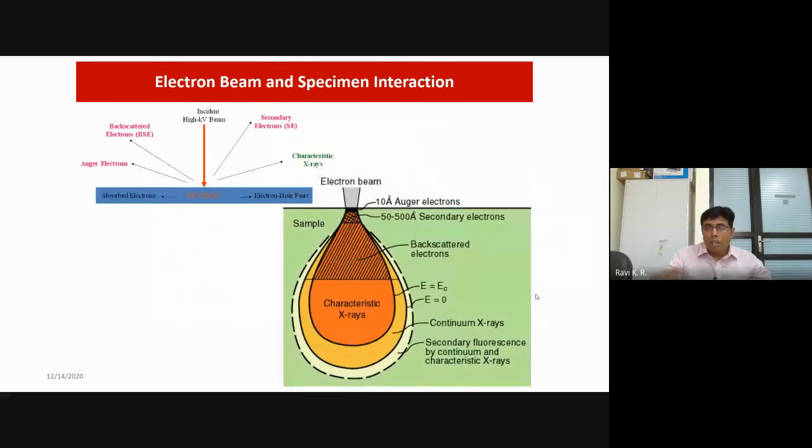Now let us look at the interaction volume. As I said earlier, when the incident beam hits, we start getting secondary electrons, backscatter electrons, Auger electrons, and characteristic X-rays. So we get different signals. This is your electron beam. We always think that the signals are coming only from this region for our analysis, but that is not actually true. So this is the region where we get Auger electrons.